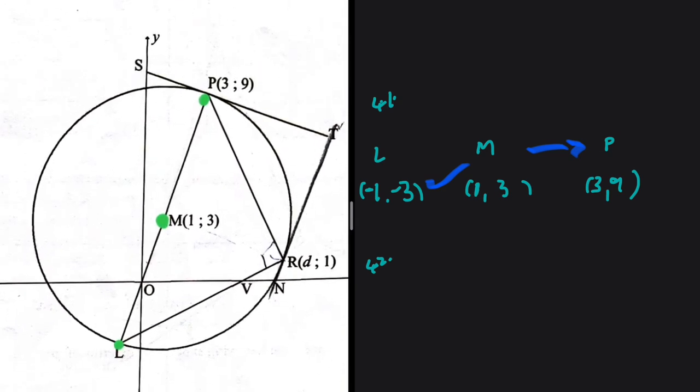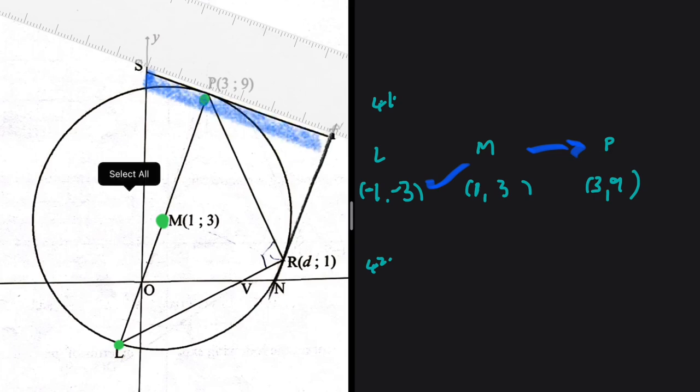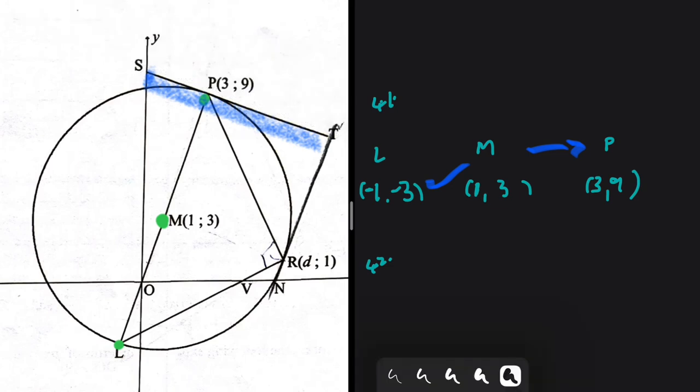So we are interested in the tangent ST. Let me just highlight that. This is too thick, let's be a bit slim. So this is ST. ST is that tangent. Obviously, we know that the tangent is perpendicular to the radius, right? And MP is clearly a radius. So we can say that the gradient of MP multiplied by the gradient of ST should give us -1.